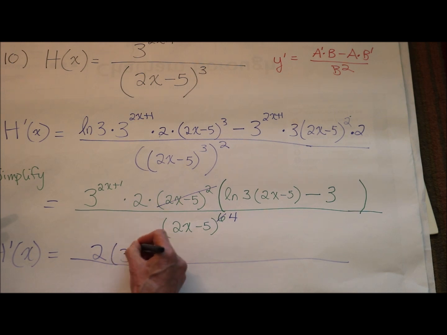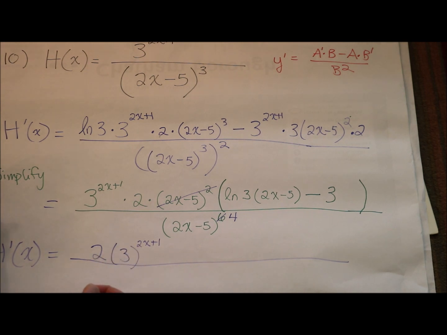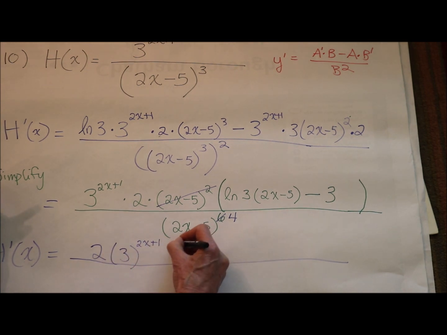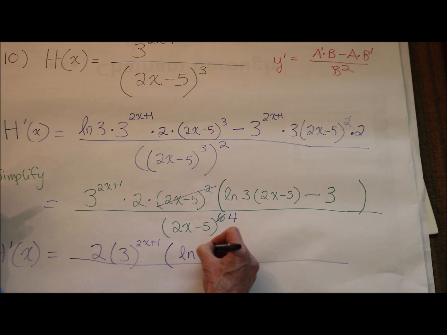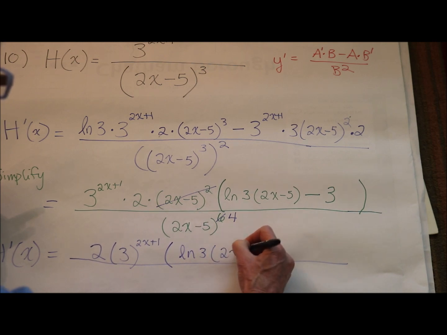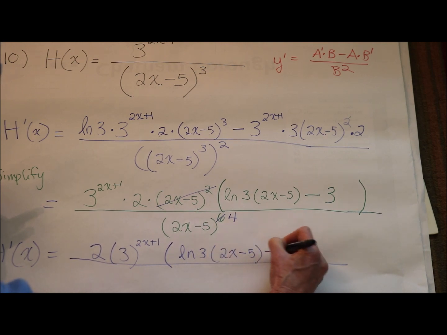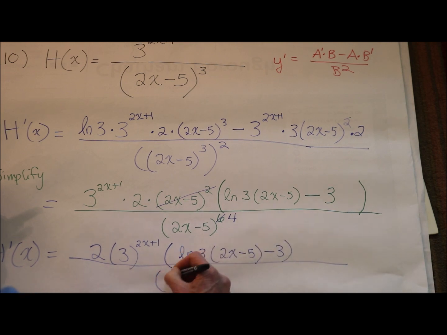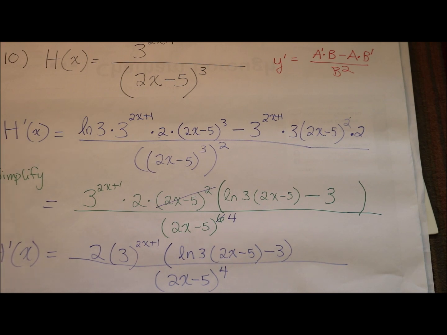2 times 3 to the 2x plus 1. I don't need those parentheses, I just put them there for fun. Times the natural log of 3. I do need these parentheses. Minus 3, all over 2x minus 5 raised to the 4th.